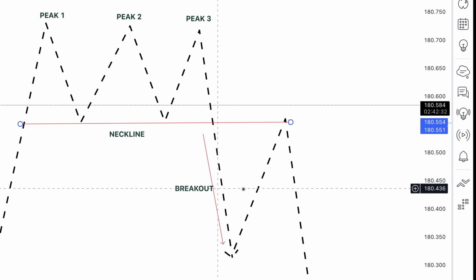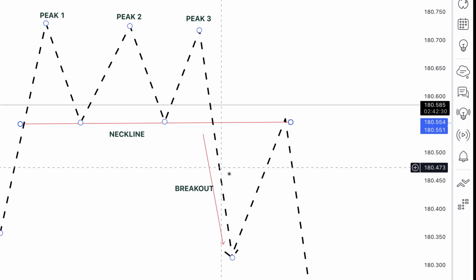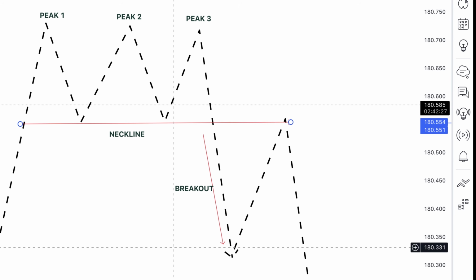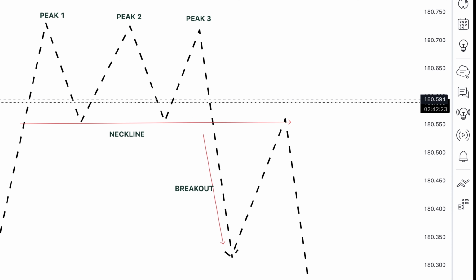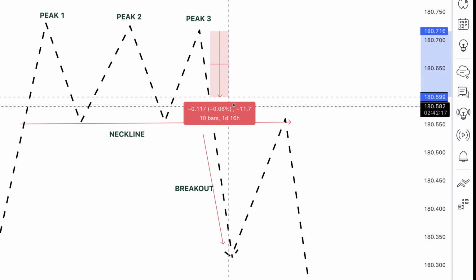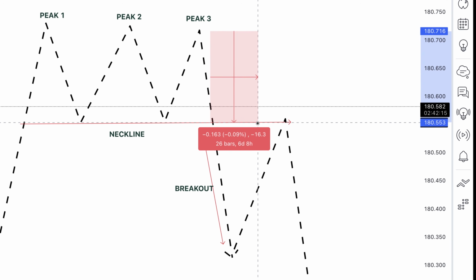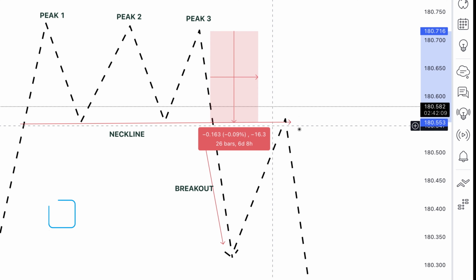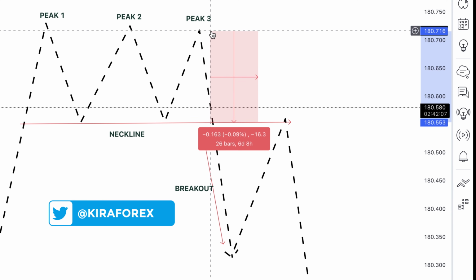Now, how do you take profit? Let me just say something brief about that. If you want to take profit at this point, you measure from, let me use the ruler, you measure from the peak to the neckline. That is, if you are taking your entry from the neckline or on the retest of the resistance level or the neckline. So you measure from here.